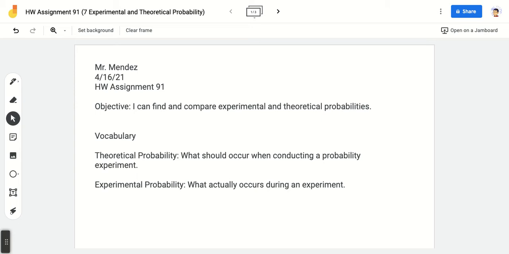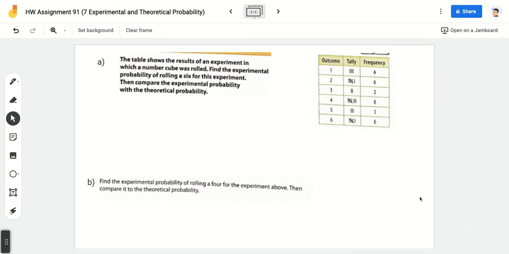All right, so we're just going to take a look at the two different types of probabilities that we'll deal with. What happens when we theorize, what happens when we actually do the experiment. The table shows the results of an experiment in which a number cube was rolled. When we say number cube, we mean a die, and a die has 6 sides. Find the experimental probability of rolling a 6 for this experiment. Then compare the experimental probability with the theoretical probability.